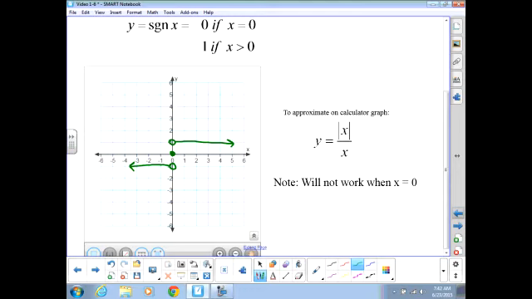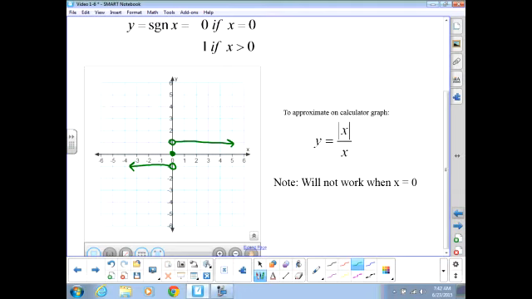Now, there's no exact way to graph this on your calculator, but we can approximate it by graphing absolute value of x over x. The only place this will not work is at 0. In representing it as absolute value of x over x, 0 would actually make the denominator undefined, so you wouldn't have any point there. But you would get the horizontal line at 1 when x is positive and at negative 1 when x is negative. So to somewhat represent it, you could graph it as that.